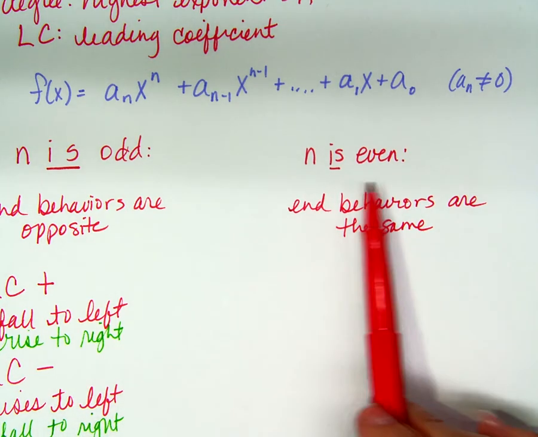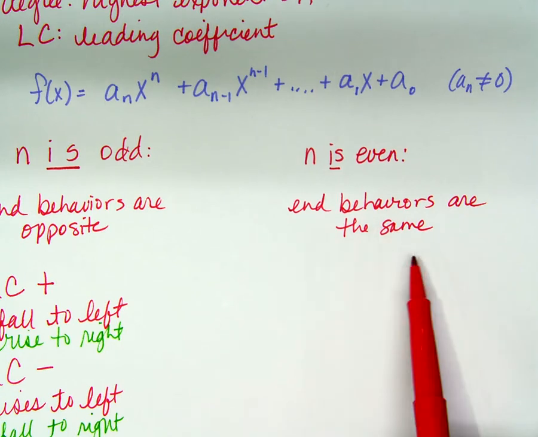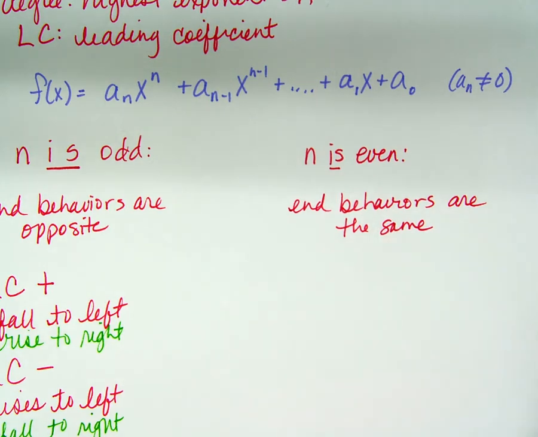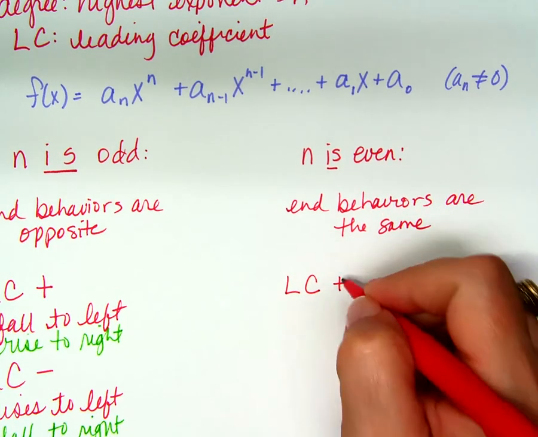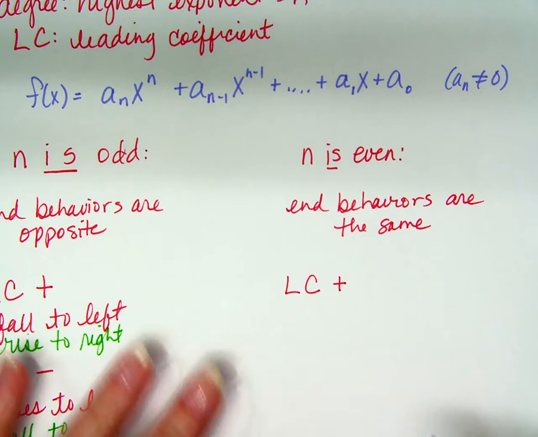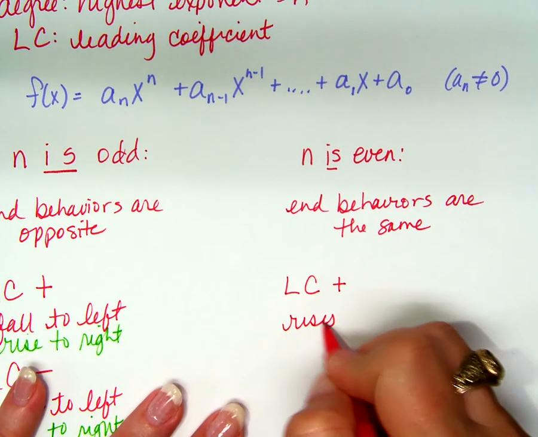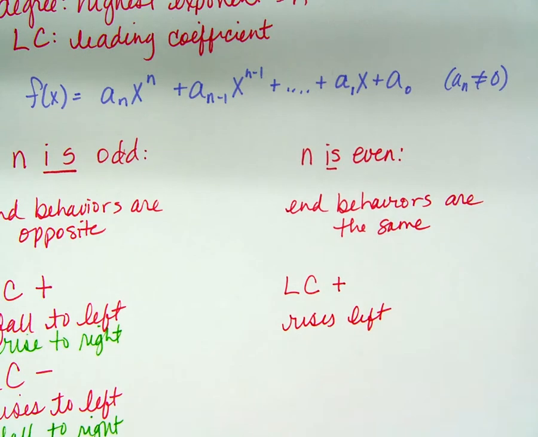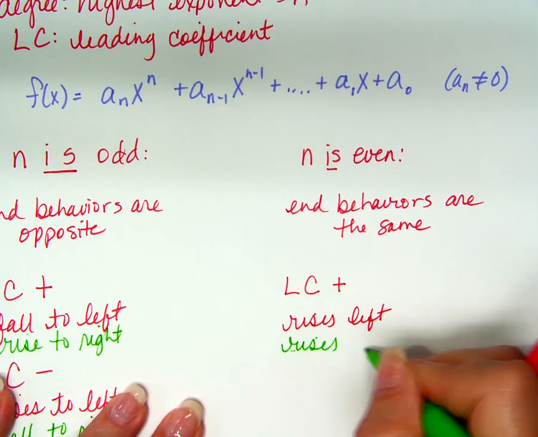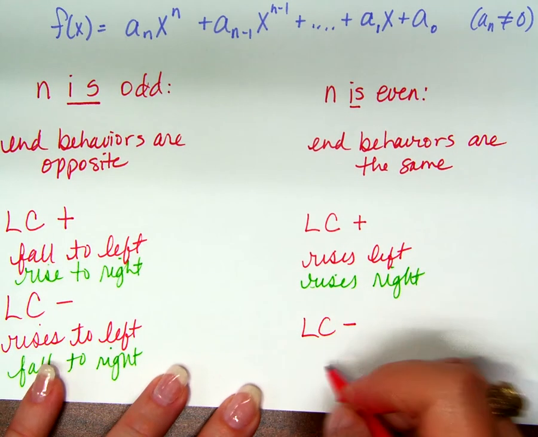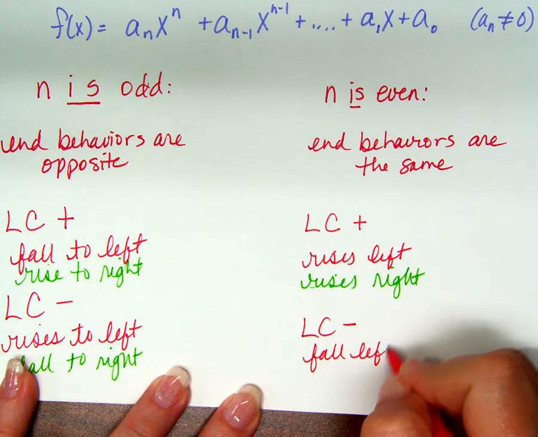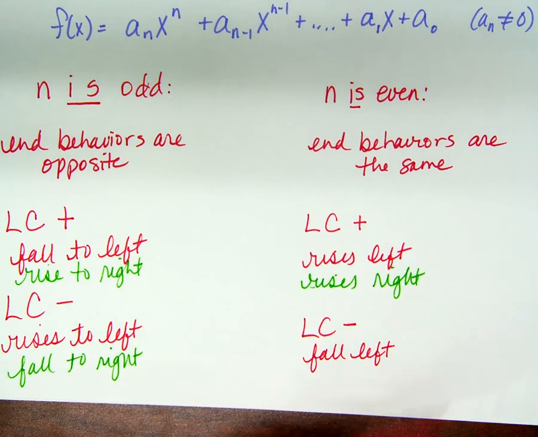So when n is even, I know my end behaviors are the same, so I can figure out one and know the other one because I know they're the same. If the leading coefficient is positive, when n is even, the graph rises to the left, which means it also rises to the right, because I know they're the same. If the leading coefficient is negative, it's going to fall to the left, which means it's going to fall to the right.